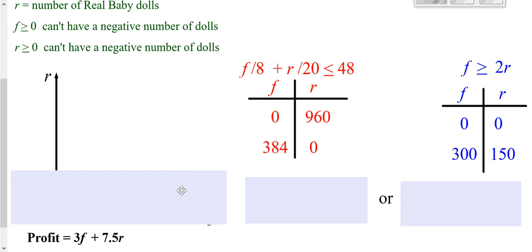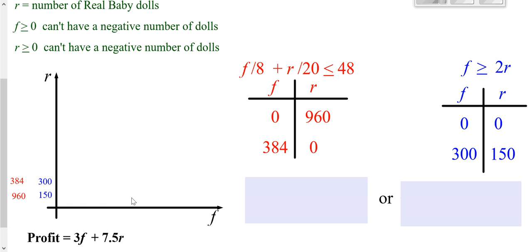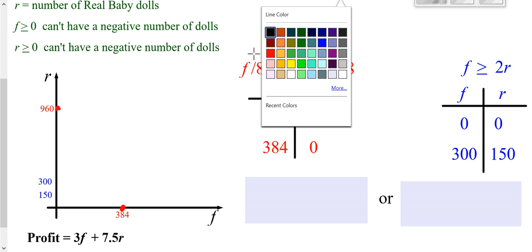So all I have to do is graph these points. So this first one, I got to go over 0, up 960. So I'll go over 0, up 960, and I'll plot that point. Then I need to go over 384 and up 0. So I'll plot that point. And I'll mark it. And now all I have to do is go ahead and draw in a line in between those.